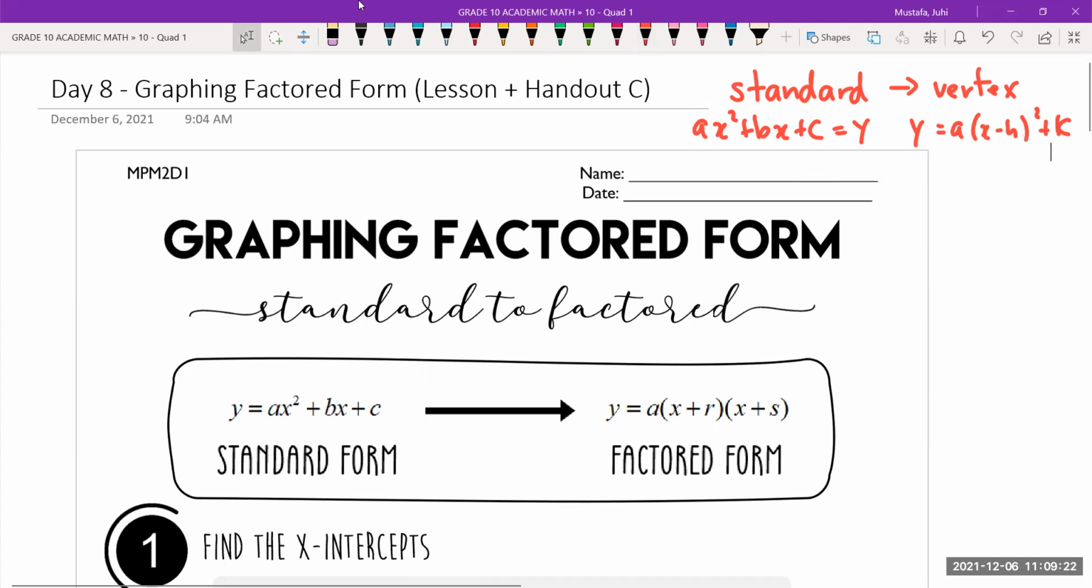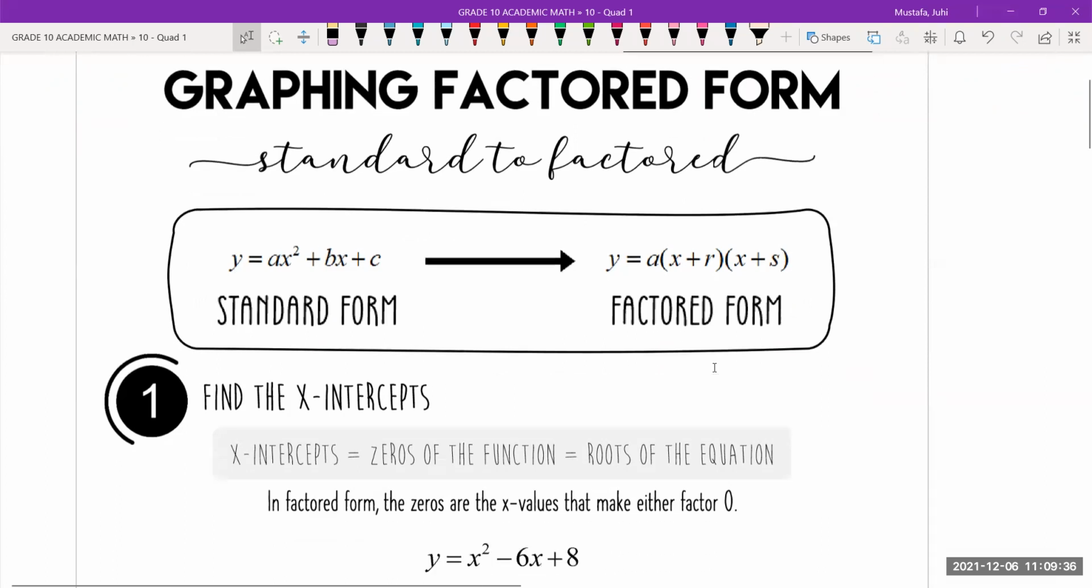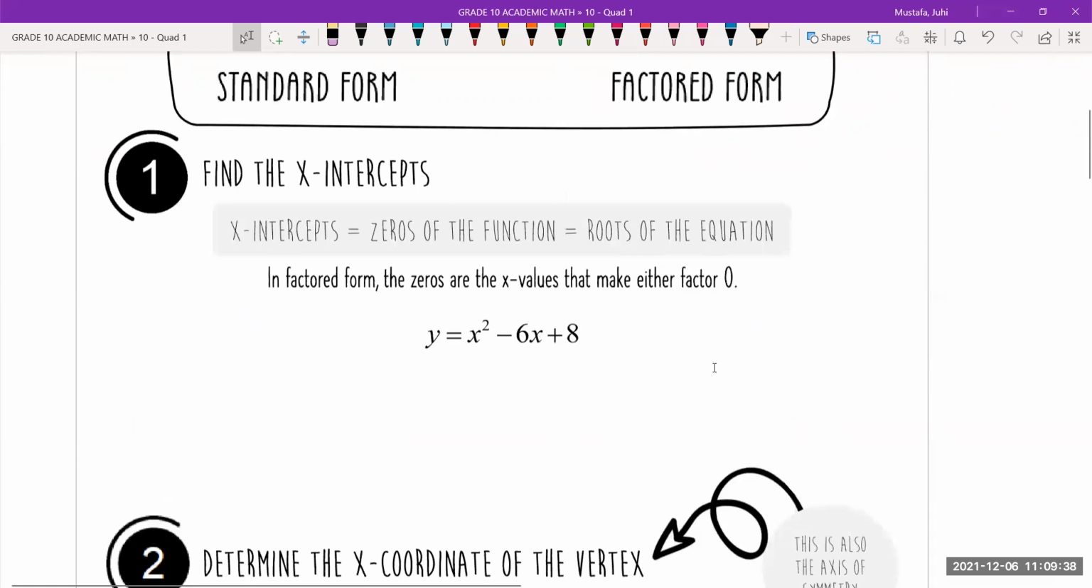So what are we doing today? Well, we're going back to factoring, which we learned about in the previous couple of units. In today's class, we're going to learn how to go from standard form to factored form, and then use the information in factored form to graph a parabola. I've broken it down into steps. Step number one is find the x-intercepts. To find the x-intercept, you're going to let y equal 0. Just like usual, that's always what we do, and it doesn't change for this one.